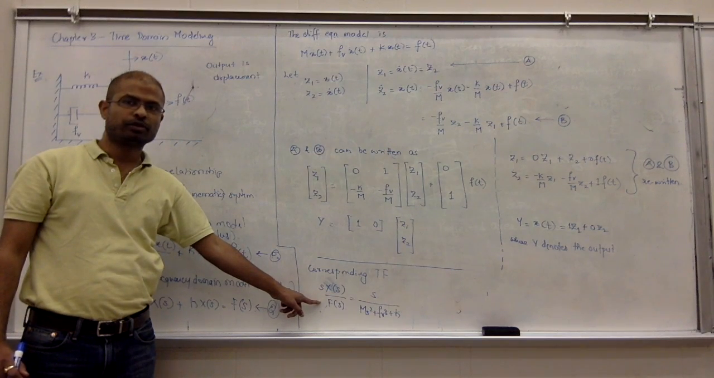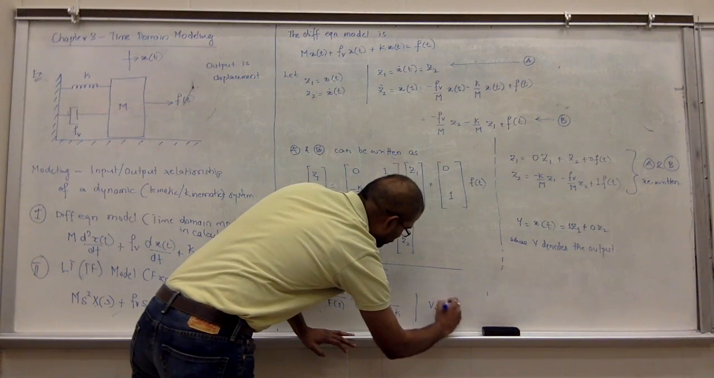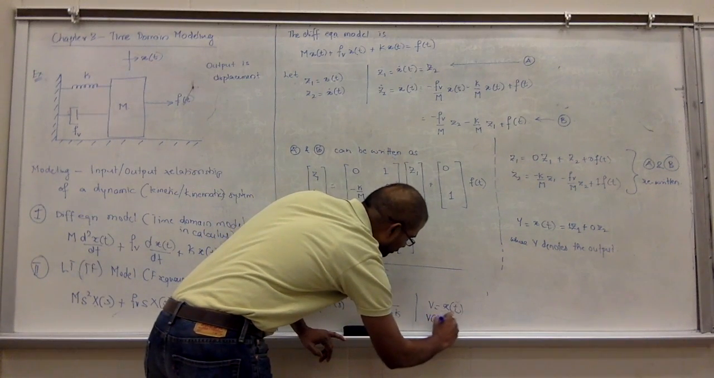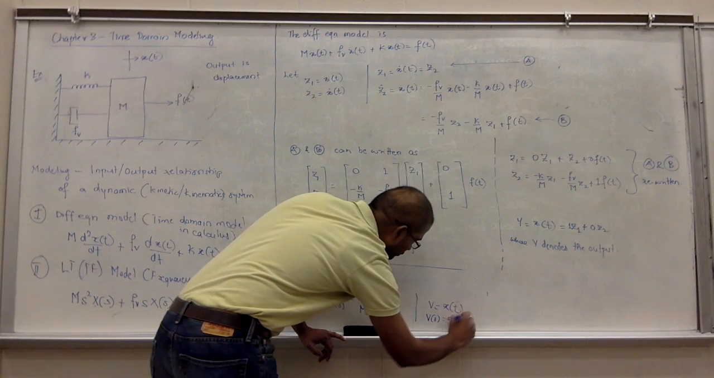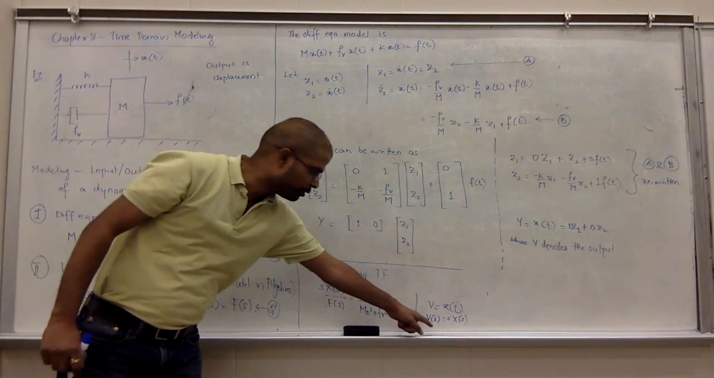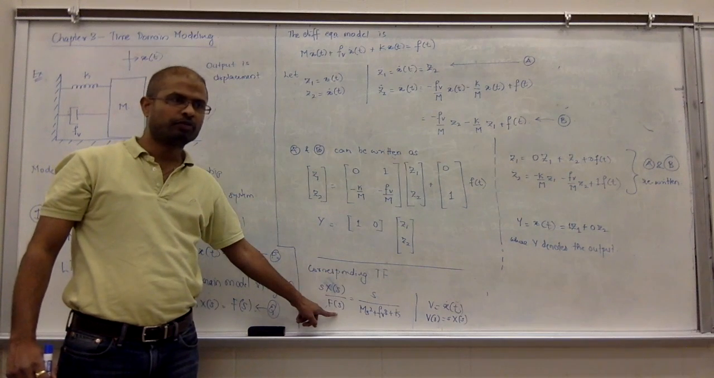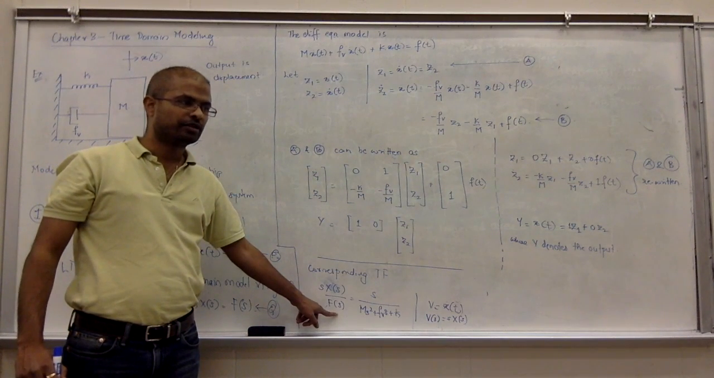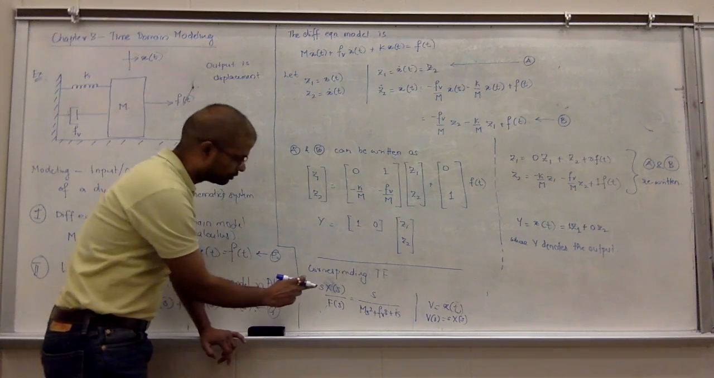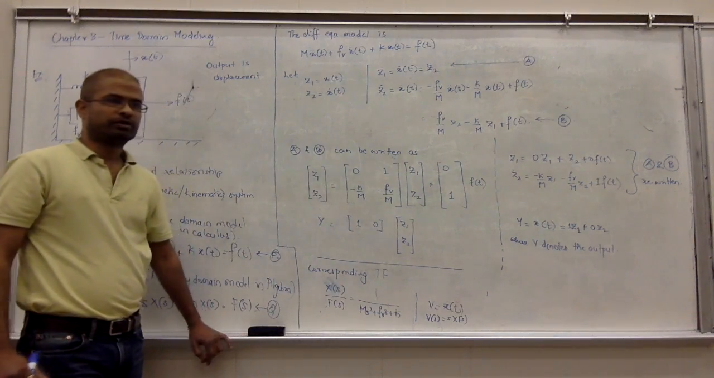We saw that what is velocity? Velocity is x dot of t, right? So v of s would be s times x of s. So if I'm trying to measure velocity, this is my transfer function. If the output, the state I'm trying to measure, is velocity, this is the transfer function. If I'm trying to measure displacement, this is my transfer function.